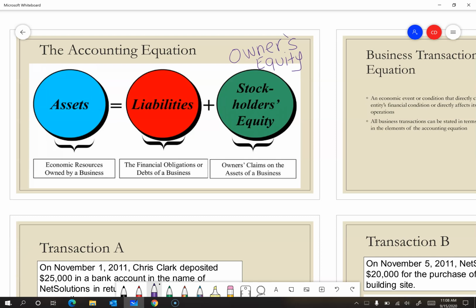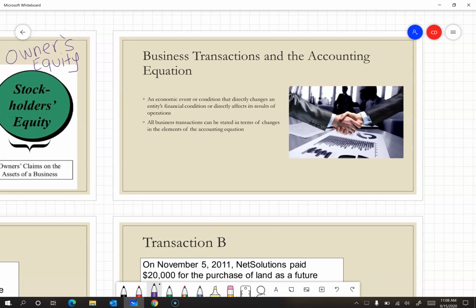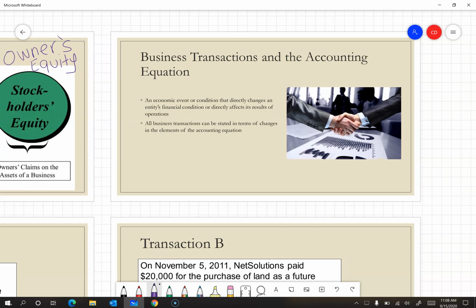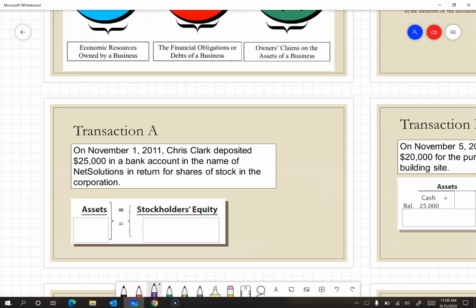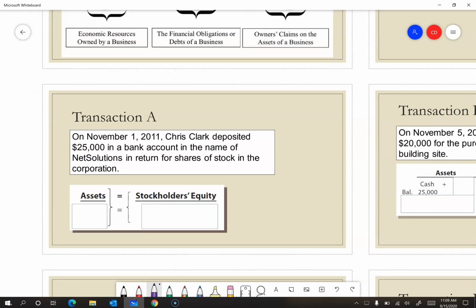Okay? So if we recall, all business transactions can be stated in terms of changes in the elements of the accounting equation. All right, let's start our very first transaction. On November 1st, 2011, Chris Clark deposited $25,000 in a bank account in the name of Net Solutions in return for shares of stock in the corporation. So remember, it's just like making an investment of money, except this time when the owner of the company makes an investment in cash, they get stock back. They get actual pieces of stock, all right?